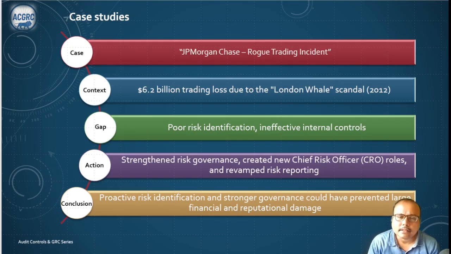The first case that we have here is a case where there was poor risk identification, and the internal controls were ineffective. Because of this, there was a loss of $6.2 billion. This case is famously known as the London Whale scandal of 2012. The action resulting out of this was a requirement to strengthen the risk governance. There was a role created which is now known as the Chief Risk Officer's role. The risk reporting was revamped. The conclusion is that proactive risk identification and stronger governance could have prevented the large financial and reputational damage which occurred in this case.